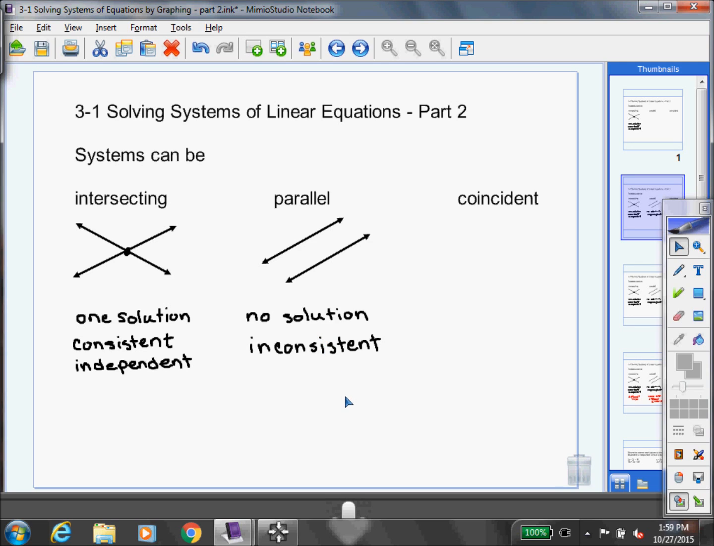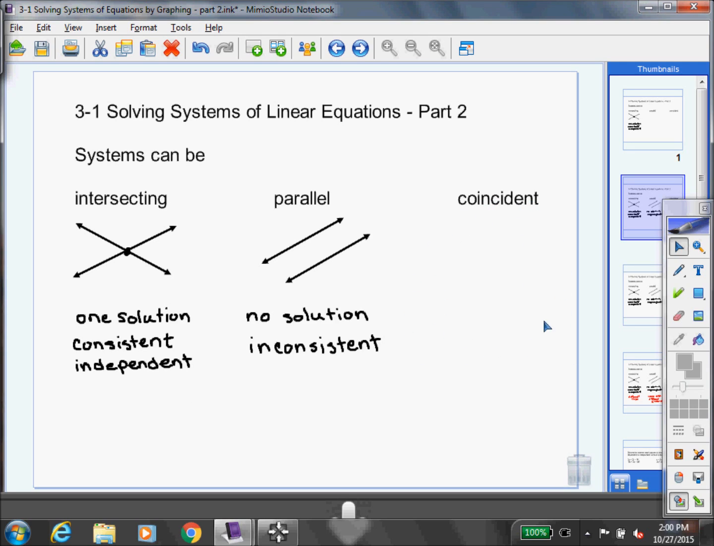Now, one of the things that we're going to talk about today is to figure out, without actually graphing it, whether a system is going to be inconsistent or independent. And if we have independent, that means there's probably somewhere a, what type? If there's independent, there's probably a dependent somewhere. Dependent is what we call coincident lines.